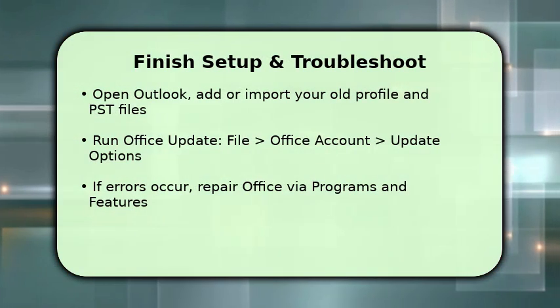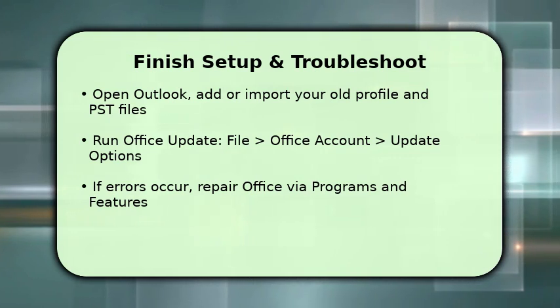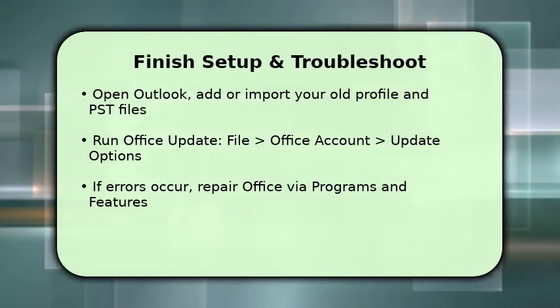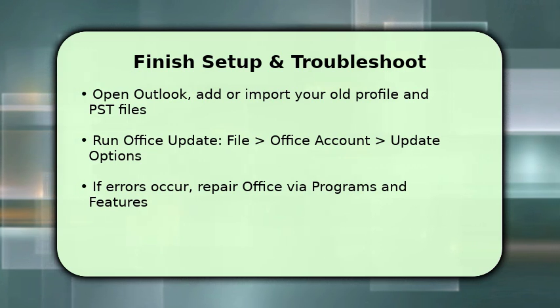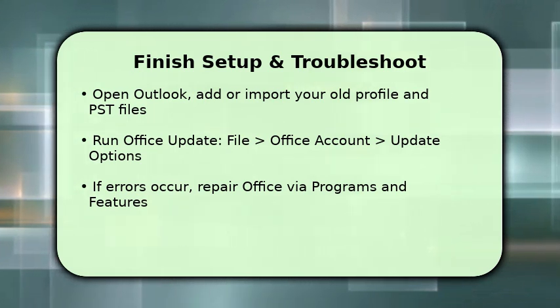You open Outlook and add your mail profile or import the backed up PST file so your folders and messages appear. Once configured, go to File, Office Account, and check for updates to install security patches and compatibility fixes.